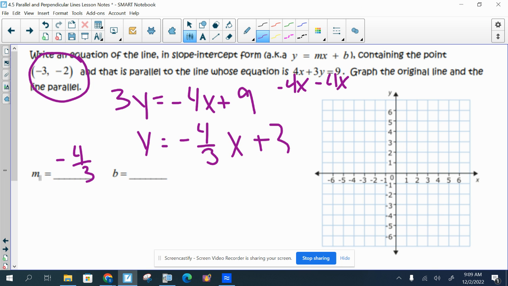So go ahead and try this one and the next one on your own. The graphing, you can wait until later to do the graphing. I really just want you to focus on getting the equation and the y-intercept of the new line. So once you get the equation, just move on to the next question.